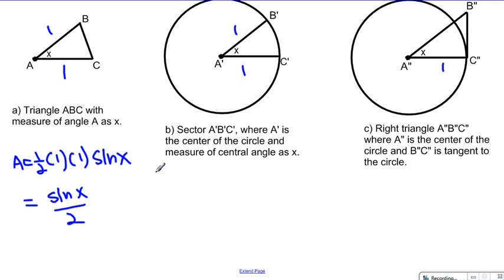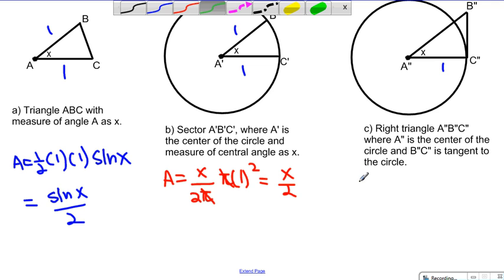Now, how about the second one? In this case, the area becomes a smaller portion: the ratio between the measure of the angle x out of 2 pi, where 2 pi would have been the whole circle, of pi r squared, which is pi times 1 squared. Here you will realize that pi cancels out, leaving you with x over 2. Now the third one.